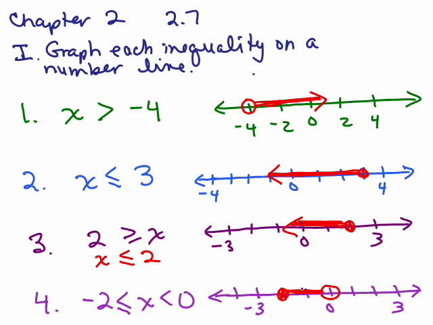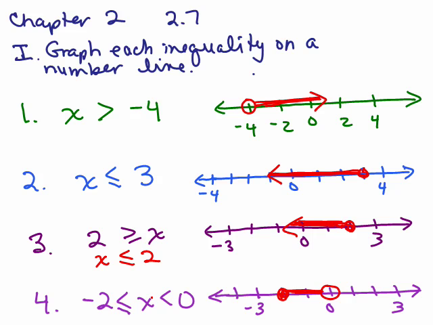Now, be careful. If you've got less than symbols both directions, this is called a compound inequality, two things going on at once, really. It says x is bigger than or equal to negative 2 and also at the same time less than 0. They either have to be both less than or both greater than. You can't mix them up.